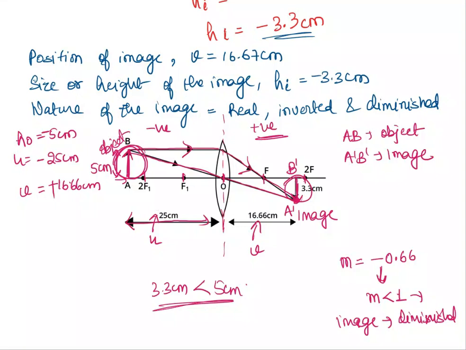Also keep in mind, if m is greater than 1, then you will get the image enlarged, that is larger than the object.